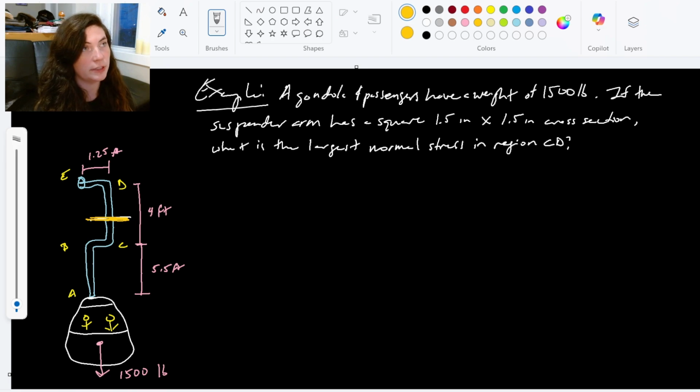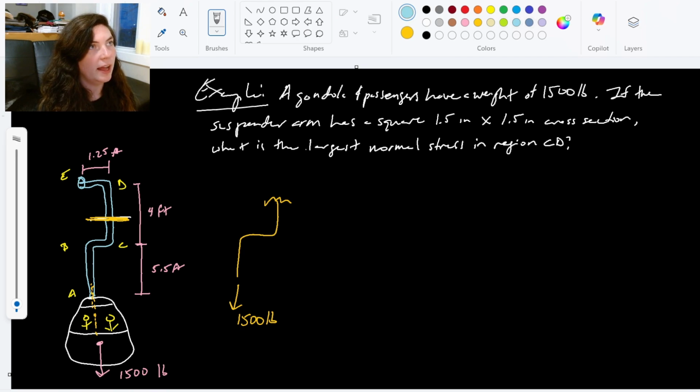And I'm going to draw myself a free body diagram. So I've got the arm here, and here's my cut area. And then we have the gondola down here, and it's contributing a weight of 1,500 pounds, straight down. Center of gravity, it's going through point A. It's in line with point A here. A is over B, B is over E, and then this CD is over off to the side by 1.25 feet. And that's center to center. So cross-section center to center, that 1.25 feet.